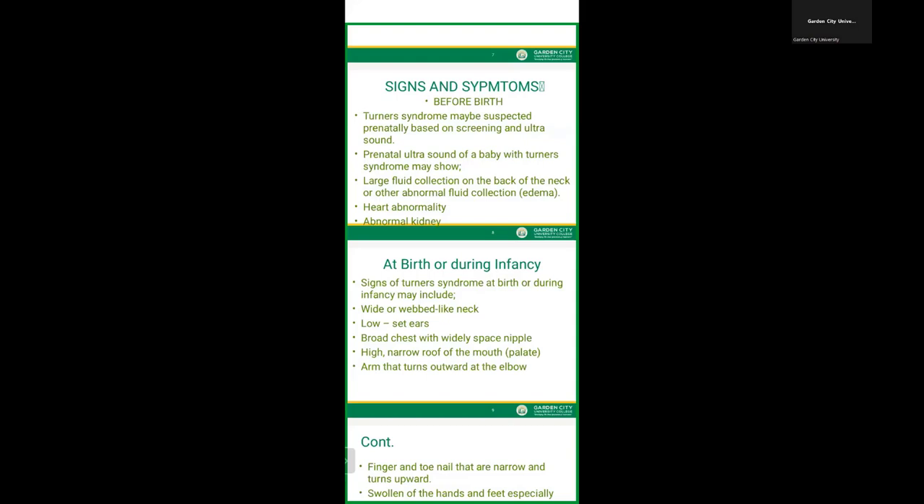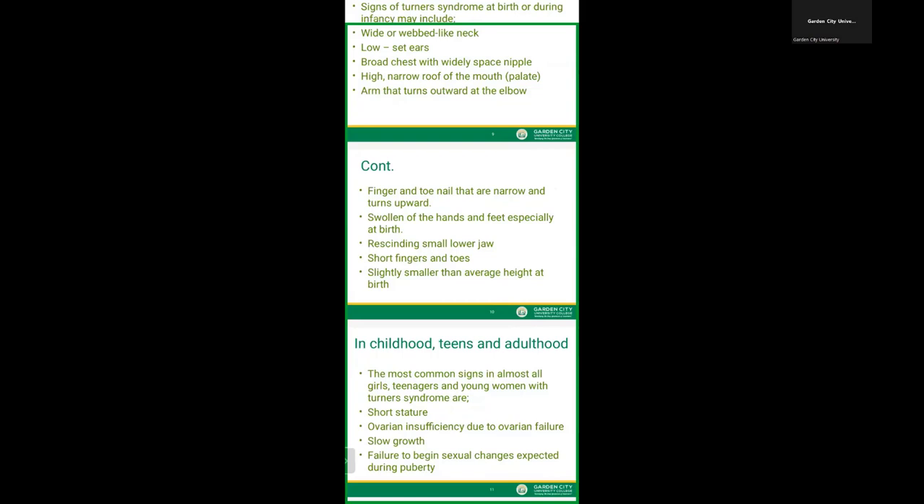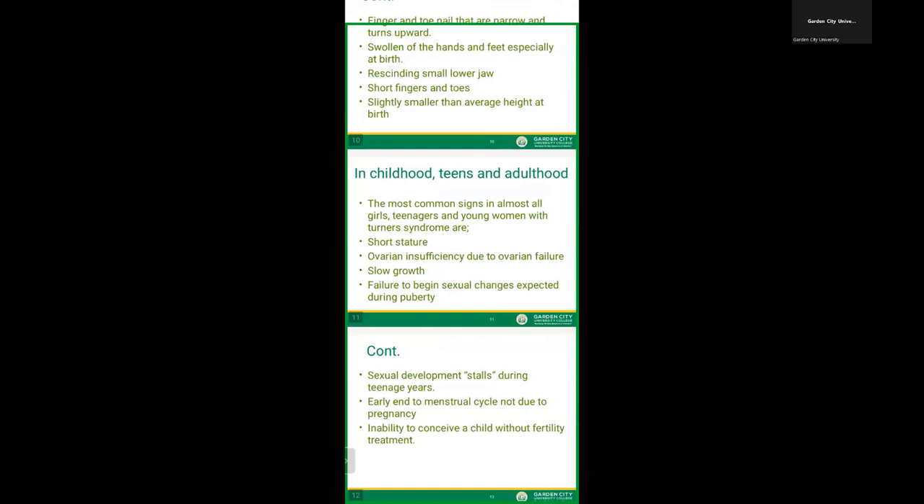Arms that turn outward at the elbow. Then finger and toenails that are narrow and turn upward, and a small lower jaw. Then short fingers and toes, and slightly smaller than average height at birth. In childhood, teens or adulthood, the most common sign in almost all girls, teenagers and young women with Turner syndrome is short stature. Then ovarian insufficiency due to ovarian failure, slow growth, failure to begin sexual changes expected during puberty, sexual development stalls during teenage years, early end to menstrual cycle, and inability to conceive a child without fertility treatment.